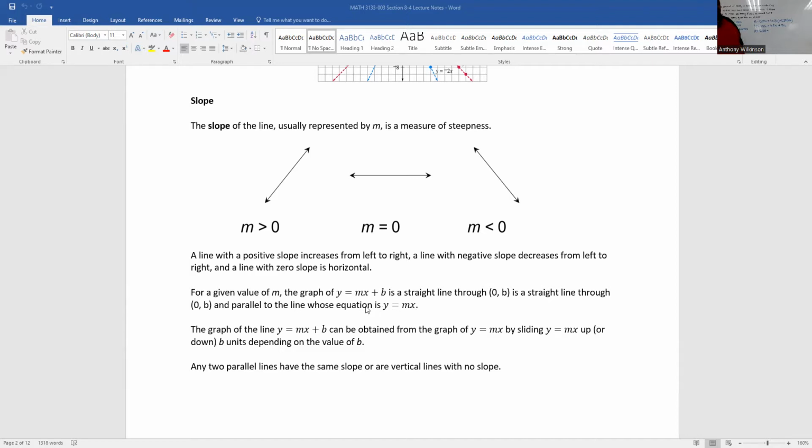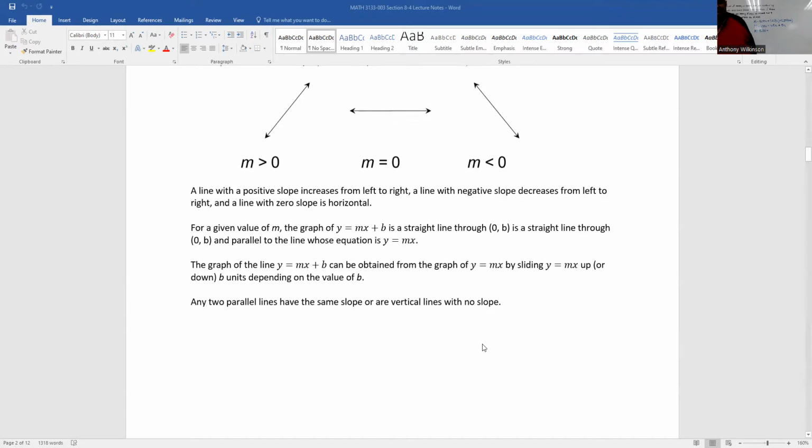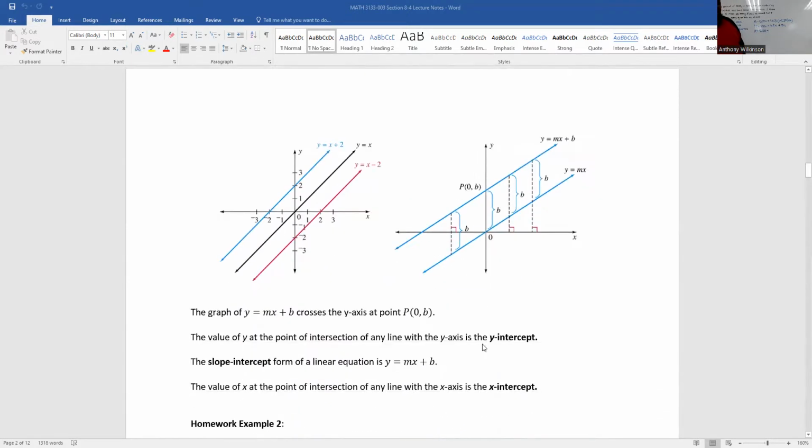So you have something like y equal mx, and that's going to be something that you'll see on the next page of your handout. And then if you tack on something like a plus b, then that graph will shift upward or downward from y equal mx. And any two parallel lines have the same slope, or are vertical lines with no slope. If you have two parallel lines, that means that the slopes are the same.